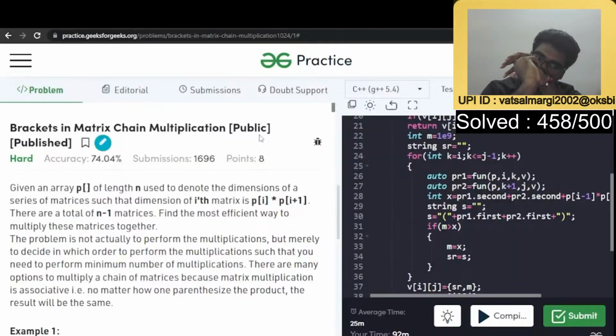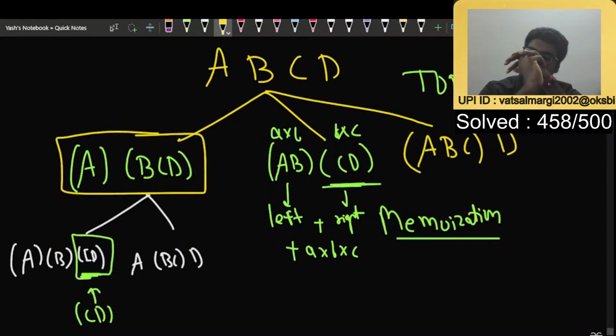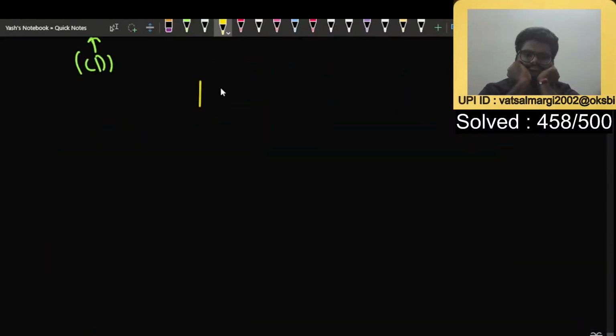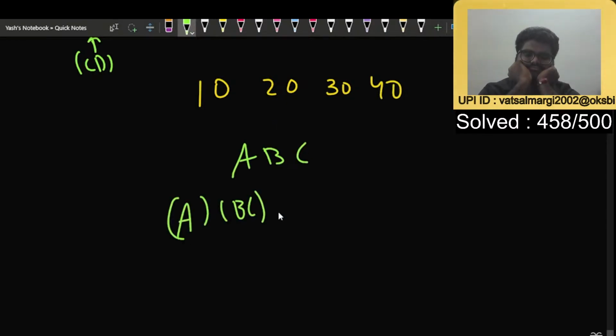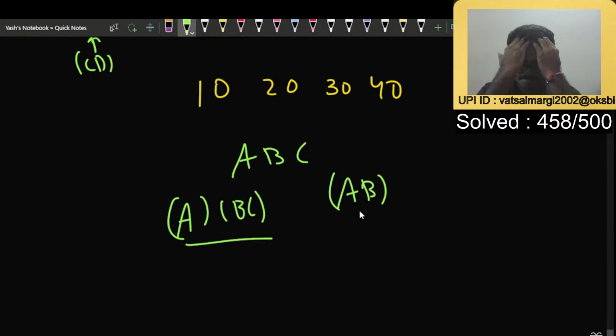Now talking about the brackets in matrix chain multiplication. Suppose the dimensions are given to you as 10, 20, 30, and let's say 40. So how many matrices would be there? There would be 3 matrices. So if A, B, C is there, we need to determine whether A then BC is giving us minimum operations, or AB and then C is giving us the minimum operations.